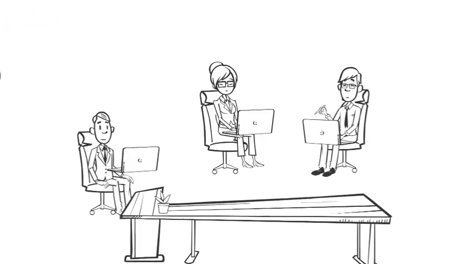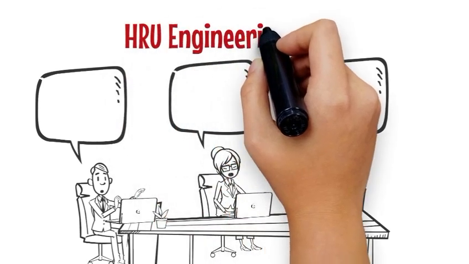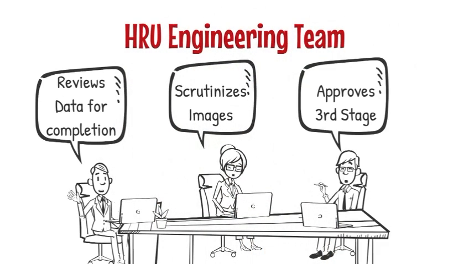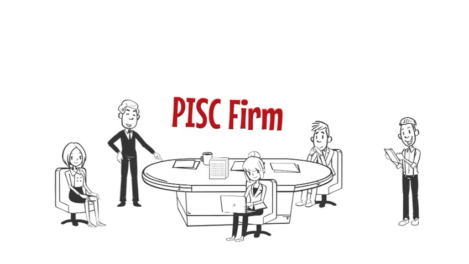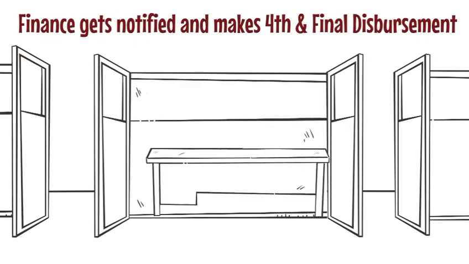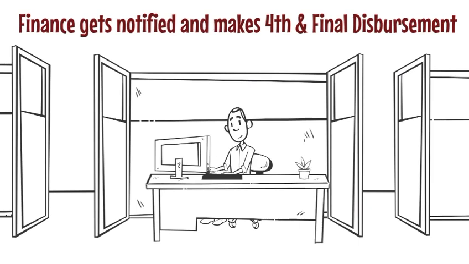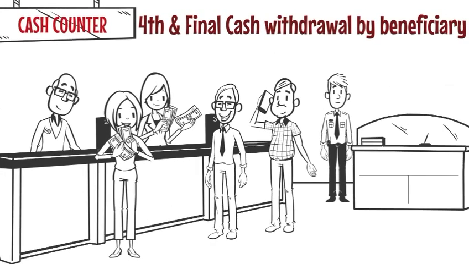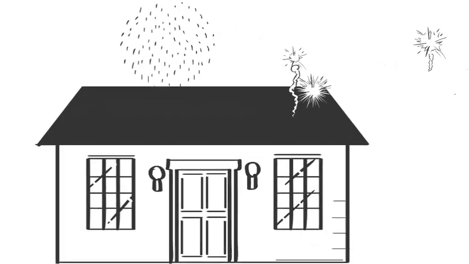The HRU engineering team will then check the data on desk for completion, scrutinize images, and approve or reject the data. If rejected, the system will intimate the IP regional head and they will have to recollect the data. The approved data will then be certified by the PISC firm. Once certified, the data will be deemed as final and the finance section will be intimated for the fourth and final disbursement. The beneficiary will then go to the bank for withdrawal and complete the construction of the house.